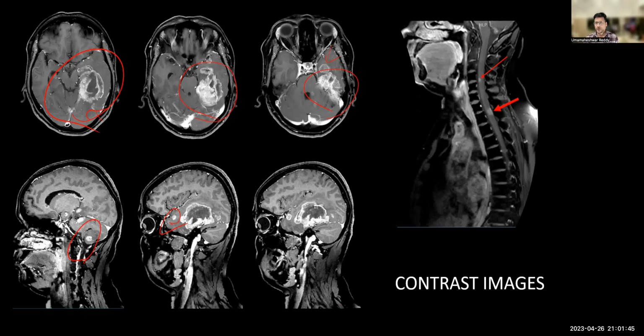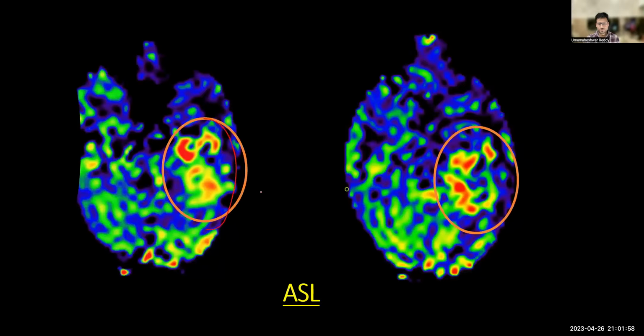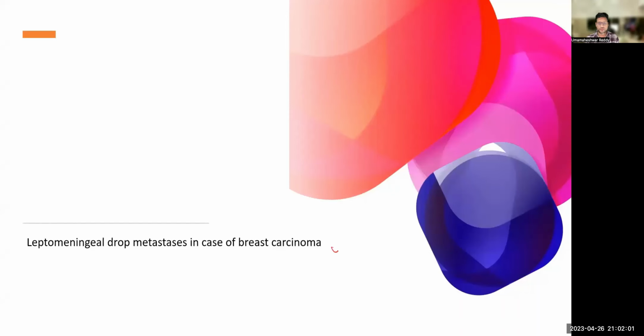Here, the most important finding which I would like to emphasize is this area, the area where you are able to appreciate the enhancing dural lesions. This is the ASL showing hyperperfusion. So finally, the diagnosis is leptomeningeal drop metastasis from a breast carcinoma.